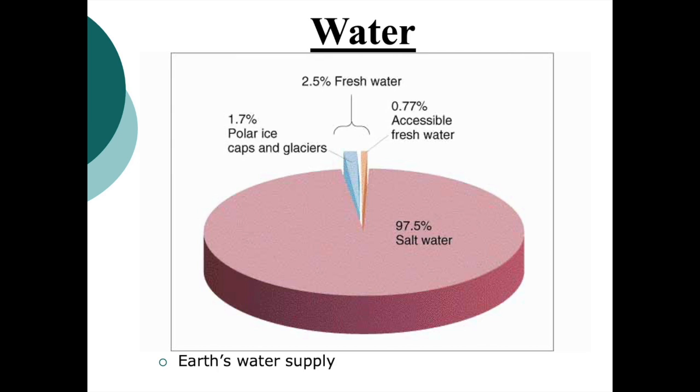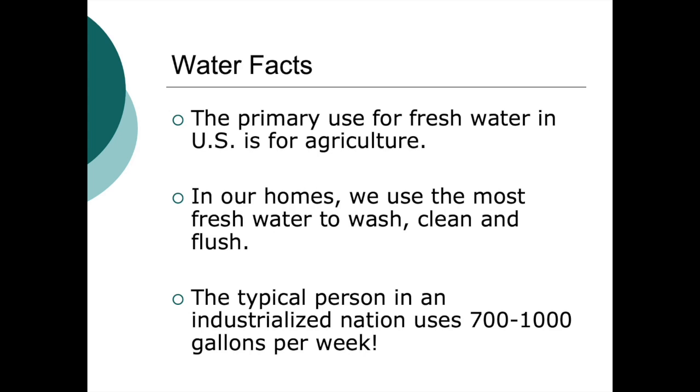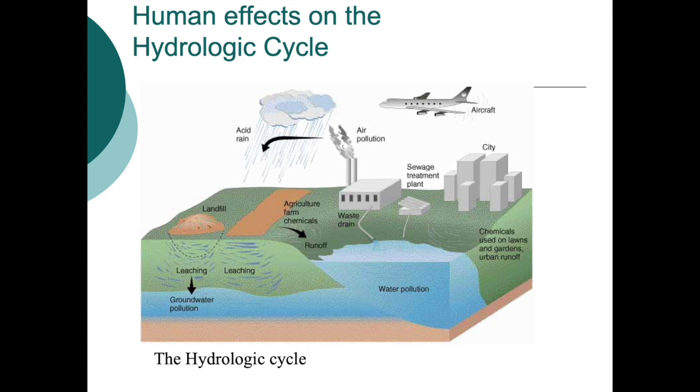Little bit about water. We've talked about this as well. Again, most of Earth's water is stored in the oceans. Very, very little of it is available, accessible fresh water. And so when we start to think about that, even though we're not talking about water pollution, water is still considered part of land use. And so when you think of the use of fresh water, number one in the United States is for agriculture. Residential use, we use the most water to wash, clean, and flush. We use a lot of water to flush toilets. And in a typical person, 700 to 1,000 gallons a week. That's each of you doing that.